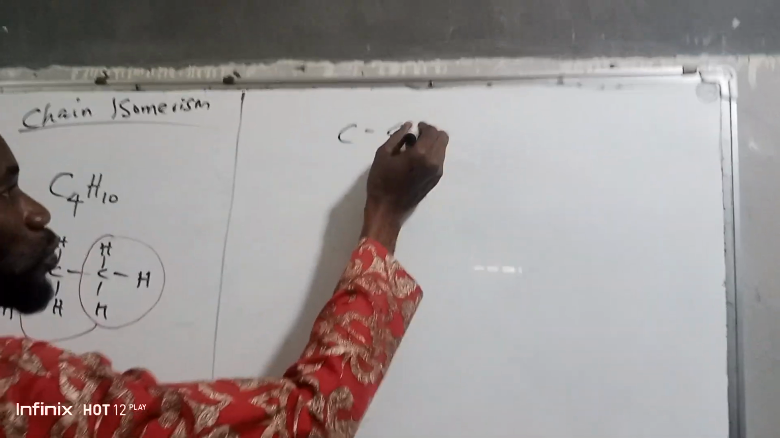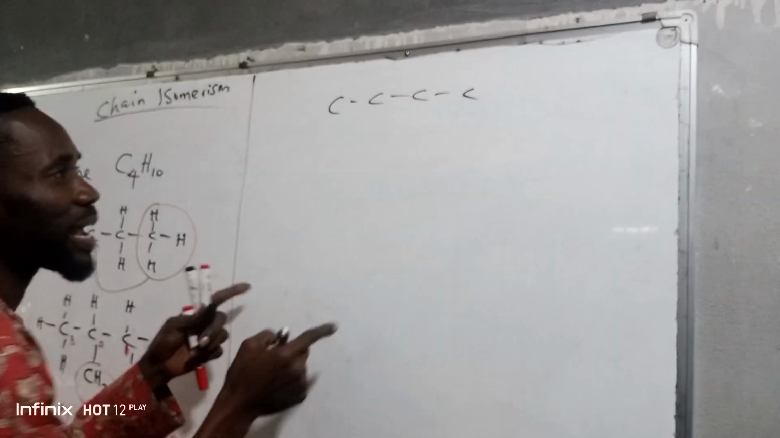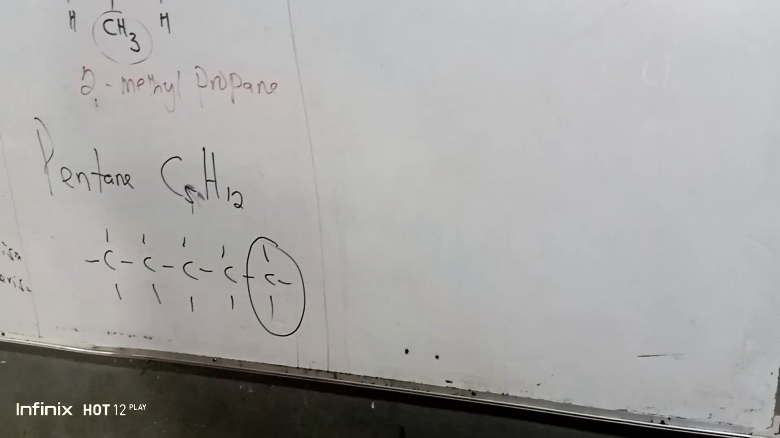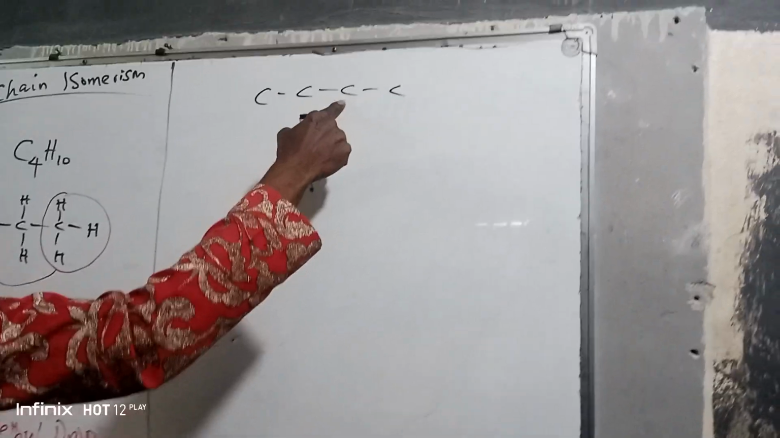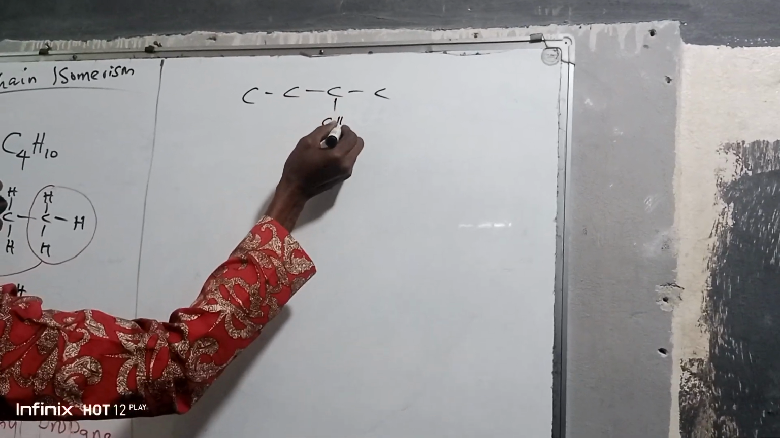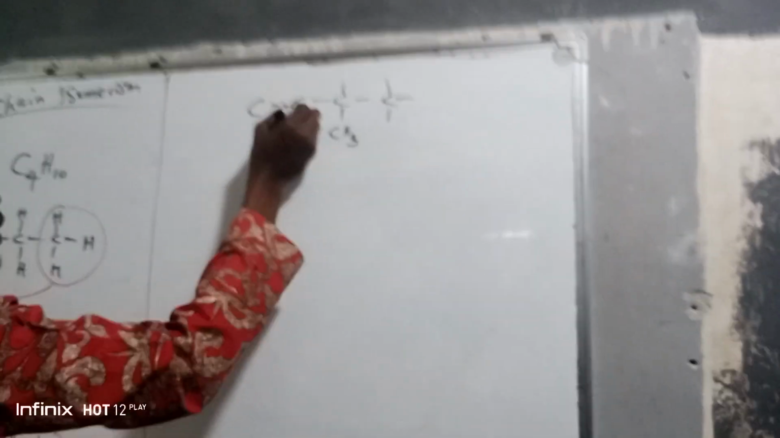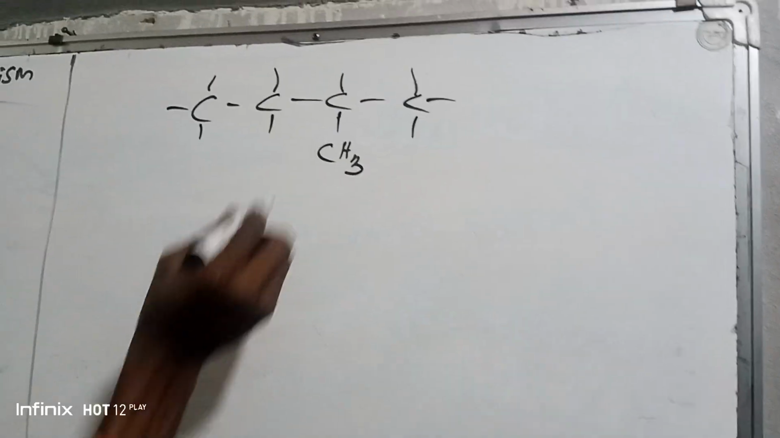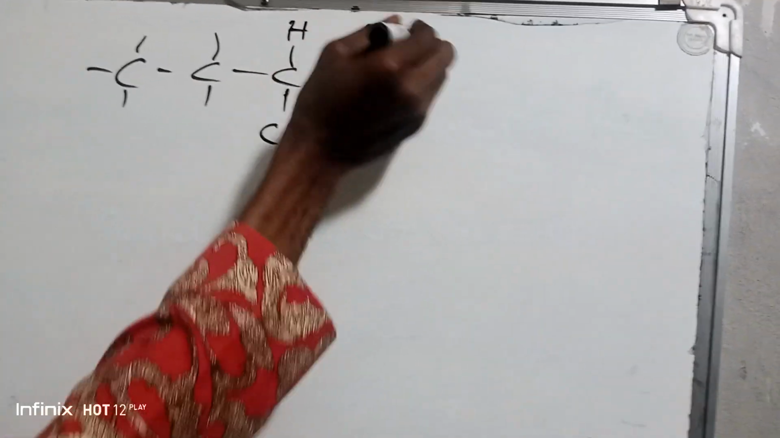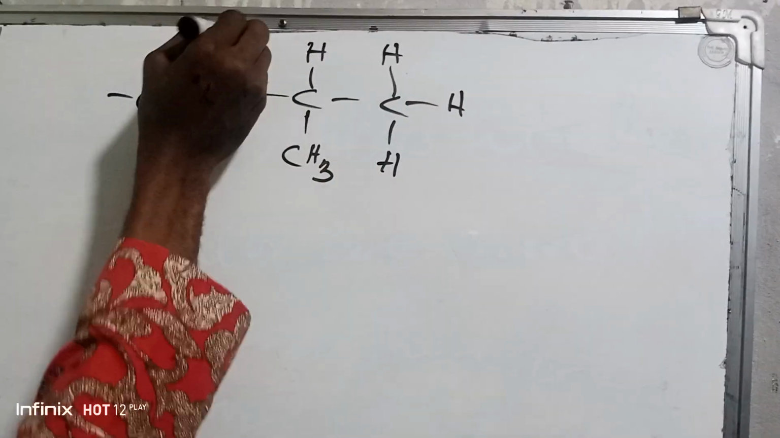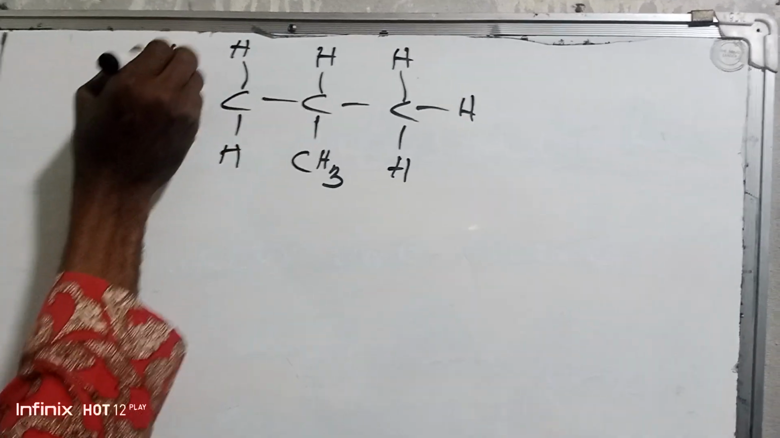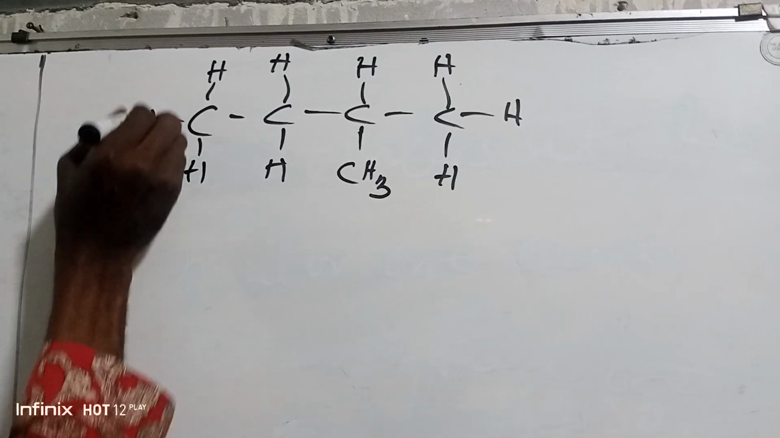Now, pentane can also be written as 1, 2, 3, 4. Here now, this methyl group has been moved down to the second carbon. So here I have a CH3 group, which is a methyl group, with hydrogens attached. You can see that on all this side, what we have is hydrogen atoms. So what I have here now is an isomer of the normal pentane.